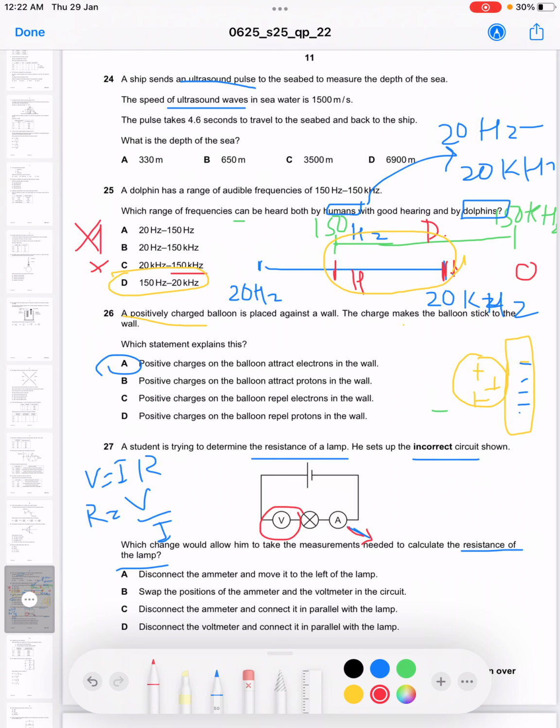So in this case, I will draw it with the other color. The voltmeter is not in this way. It must be placed in this way, parallel to the resistance. So let me check the options. Option D, right? Disconnect the voltmeter and connect it in parallel to the lamp.